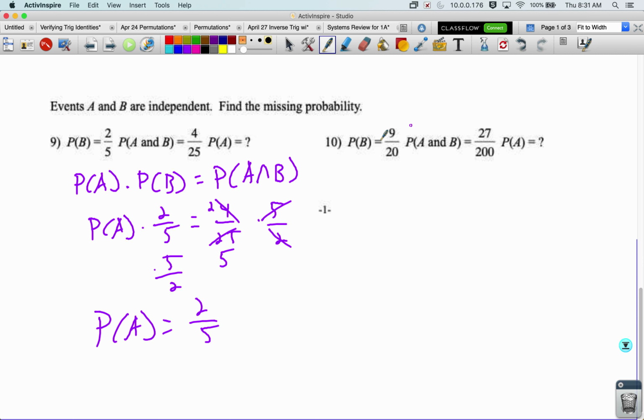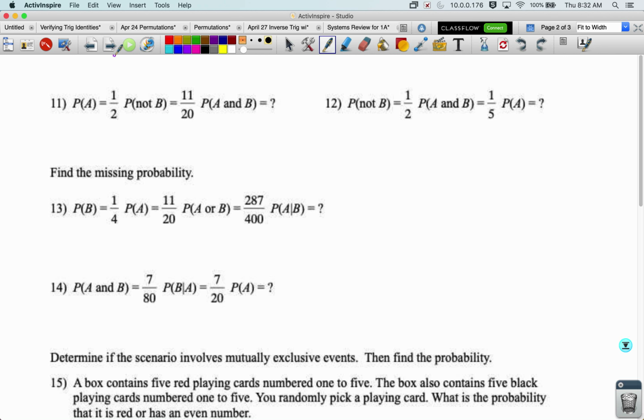All right, same thing here. You end up just dividing that. Here they do it a little bit differently. They give you the complement. So the probability of not B is 11 out of 12. So we can immediately figure out that the probability of B equals 9 out of 20. And now multiply the 2 and we get 9 out of 40.